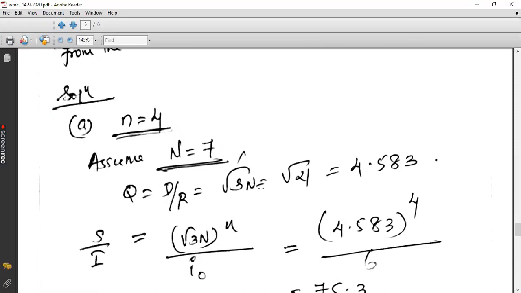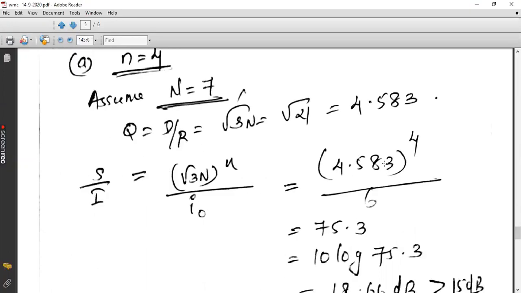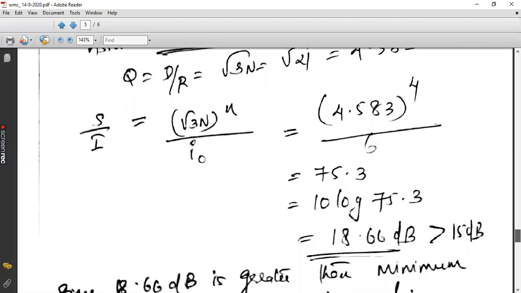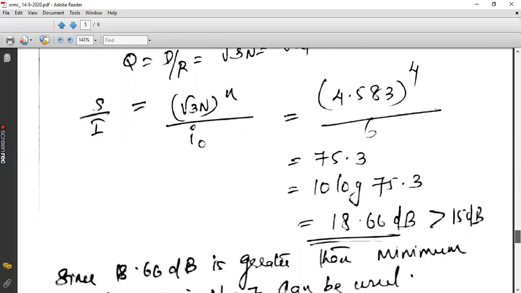Based upon this Q, you will find the S by I ratio, and the S by I ratio is (root 3N) the whole to the power n divided by I0, that is 4.58 the whole to the power 4 divided by 6. Why has 6 come over there? Because you are having 6 co-channel cells mentioned in the question. Okay, and you will find the value, that is 75.3, and you will then apply 10 log so as to convert into dB. So you will get 18.66 dB as the answer.